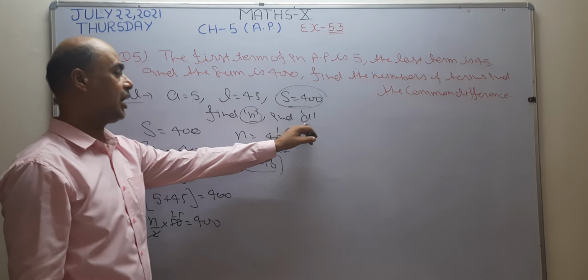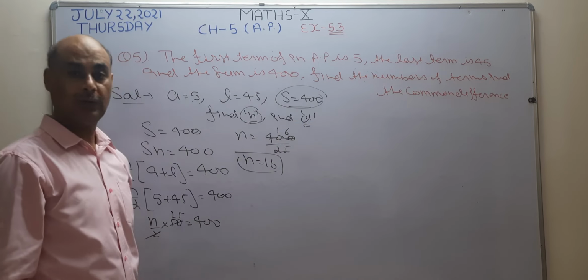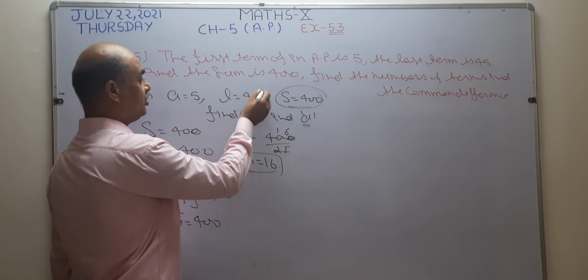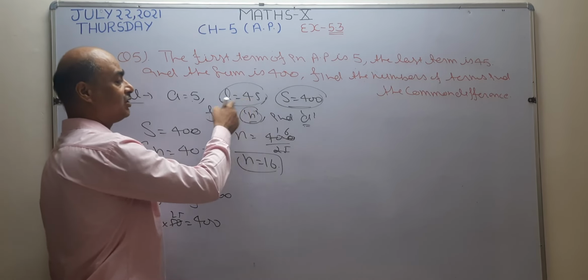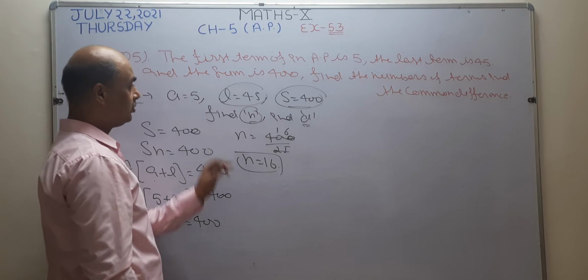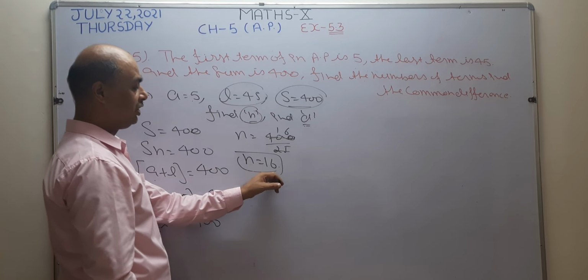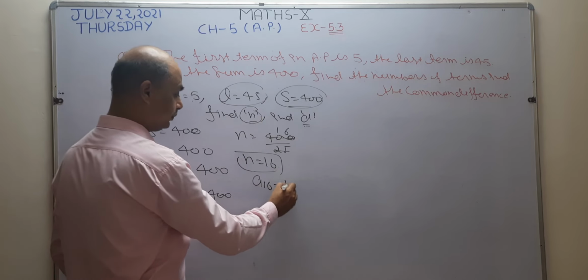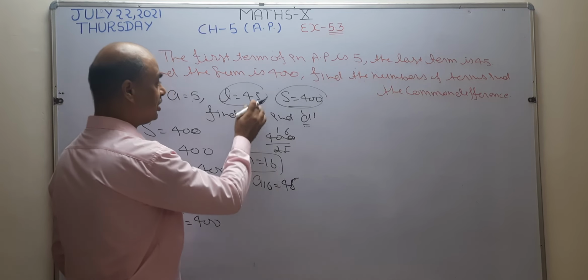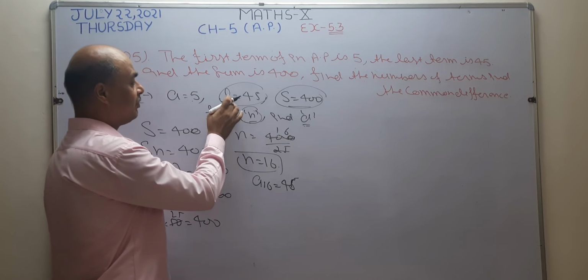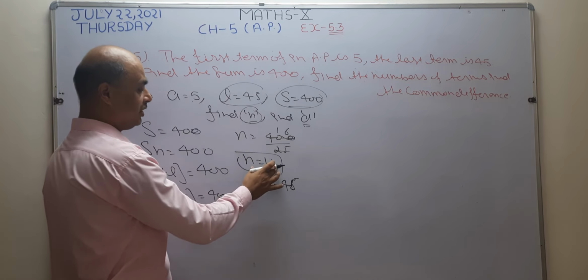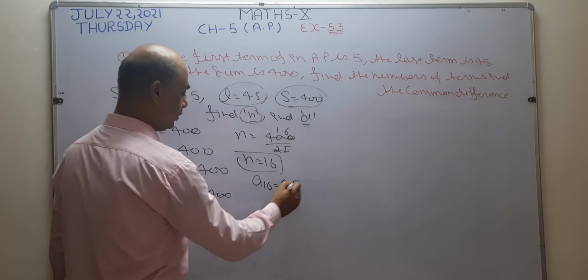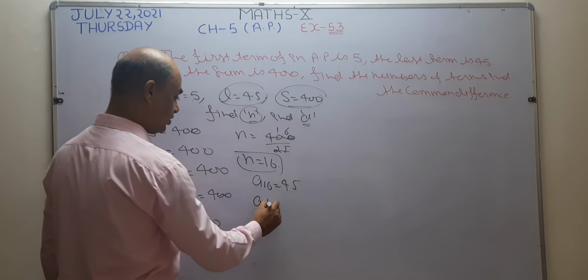Now in the second part, I want to find the value of d. Now n becomes 16. Since n becomes 16, L means the last term of the AP is 45. Since this AP contains a total of 16 terms, it means the last term of the AP becomes its 16th term. This will be the 16th term of the AP because it is given as the last term. So the last term, meaning the 16th term of the AP, is equal to 45. Now A16 can be written as a plus 15d.